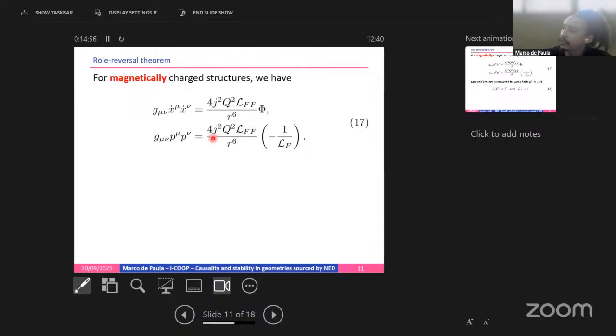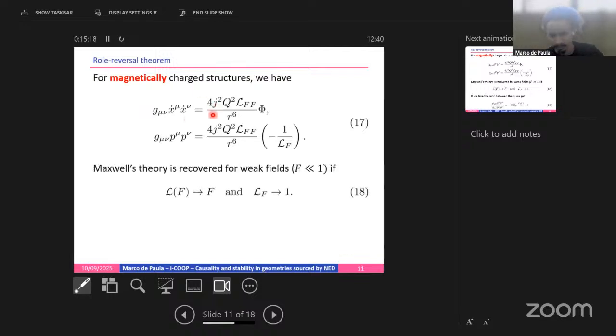And we have this equation for the four-momentum of photons. So we have these 2 equations. The first one is for the four-velocity, and the second one is for the four-momentum. And of course, keep in mind this is for magnetically charged structures. So basically, magnetically charged space-times. And J is the angular momentum, right?